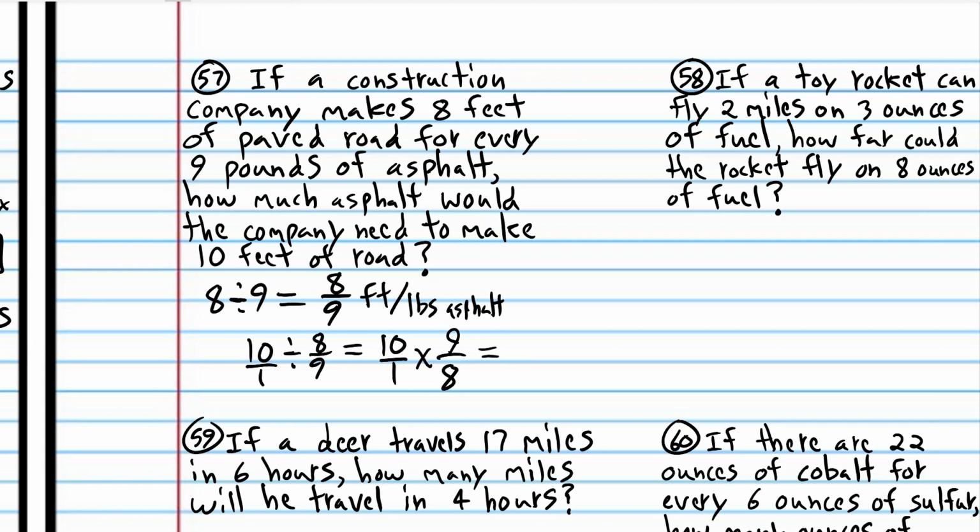When you multiply fractions, you multiply the numerators. 10 times 9 is 90. And you multiply the denominators. 1 times 8 is 8. And now we just have to change that improper fraction to a mixed number.